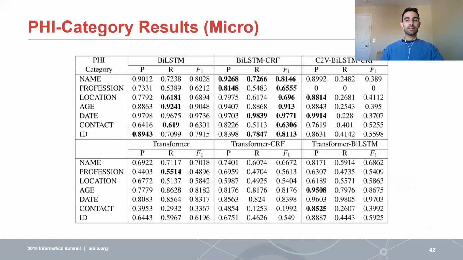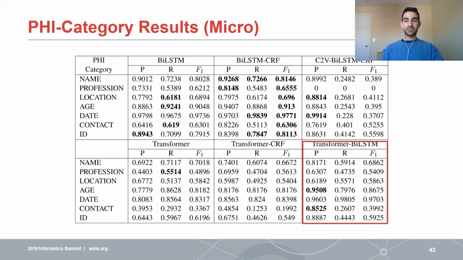We also wanted to test how our models performed across specific PHI categories. This slide shows these results calculated at the micro average level. BiLSTM-CRF still performed the best according to F1, but there were some other interesting results.